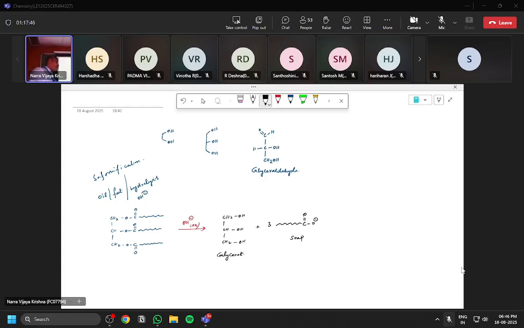How did we get glycerol and soap? From oils, on base hydrolysis. What type of base am I using, and what type of oil? Rice bran oil, right? Any oil. And what type of base? Lithium hydroxide, sodium hydroxide.